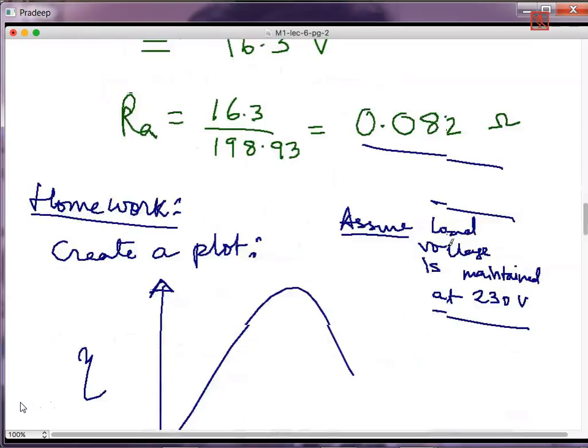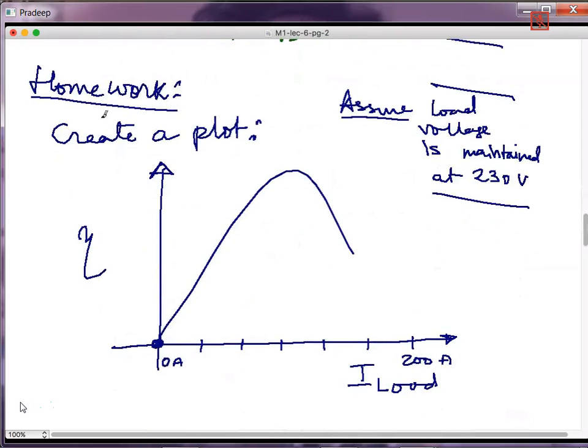And the remaining part of the problem was the homework, that is calculate the efficiency versus the load current plot when the voltage is maintained at 230 volts. So shall we try to do that now? To try to do that now, let me recreate the problem. So let's call it example 14.